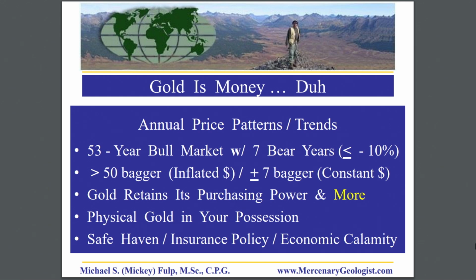So gold is money, duh. 53-year bull market with only 7 bear years within that, defined as a minus 10%. And a lot of people call that a correction. Well, we call it a bear year. We don't go with 20% as a bear.